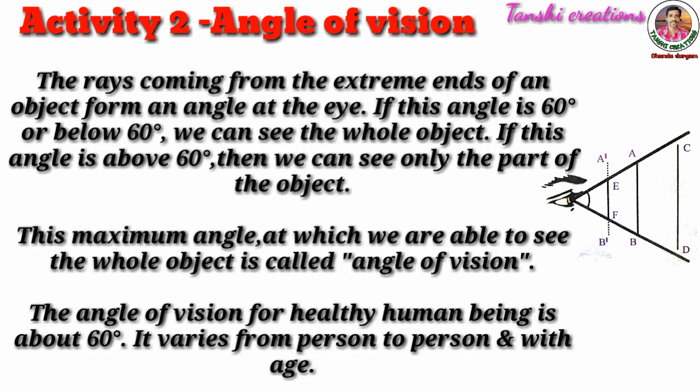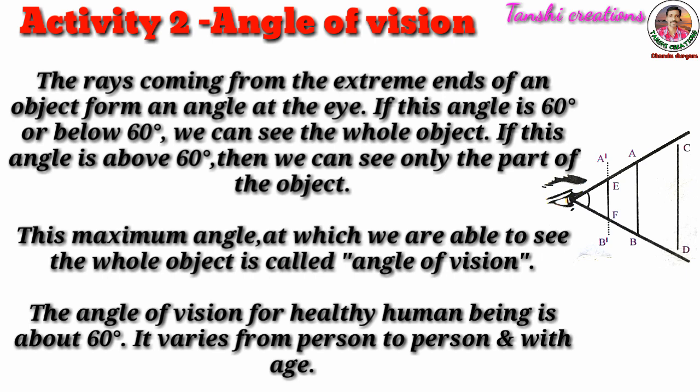The rays coming from the extreme ends of an object form an angle at the eye. If this angle is 60 degrees or below 60 degrees, we can see the whole object. If this angle is above 60 degrees, then we can see only part of the object.